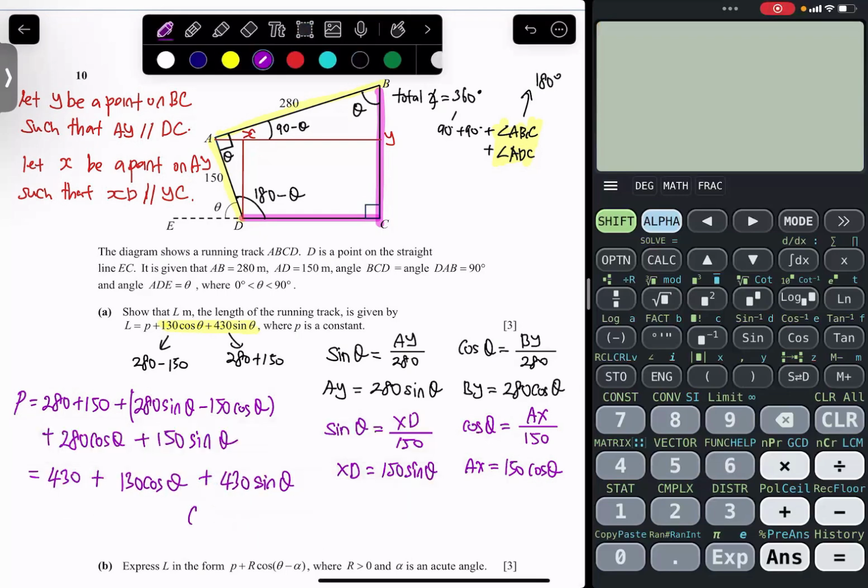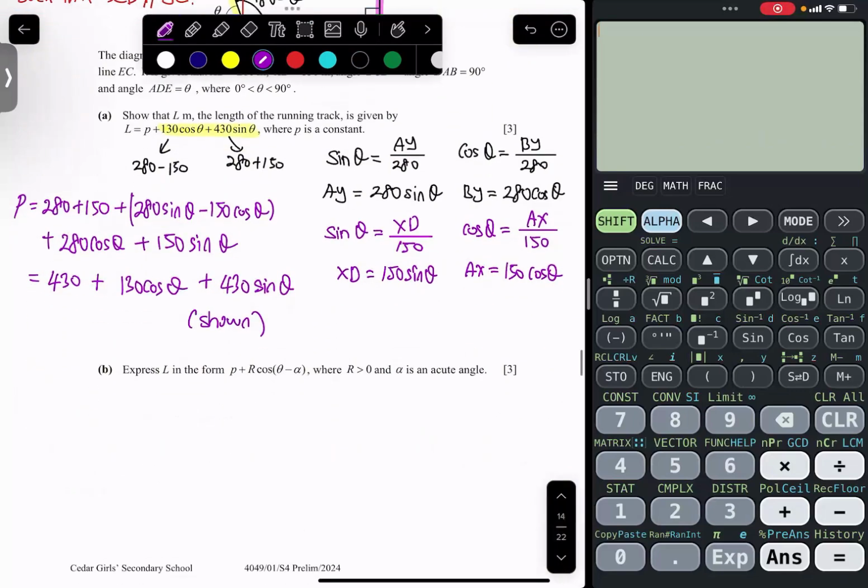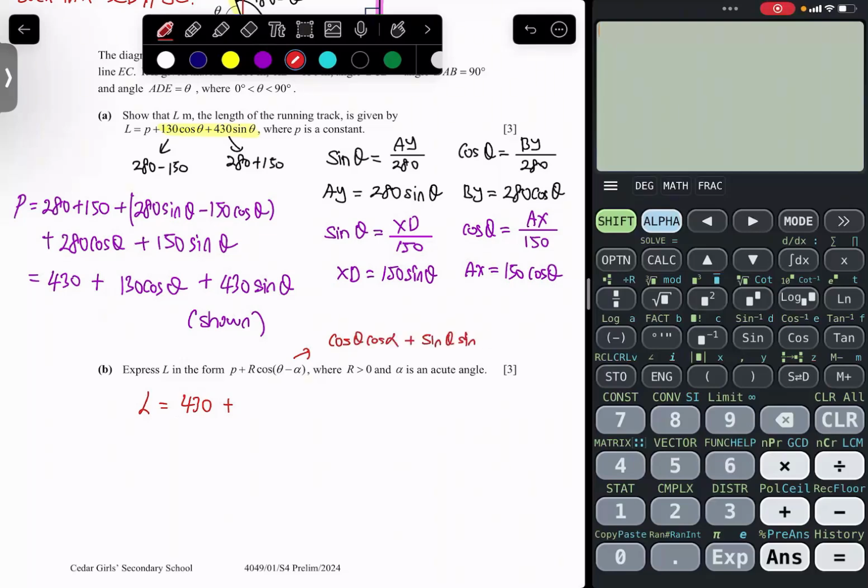Express L in the form of P plus R cos theta minus alpha, where R is greater than 0 and alpha is an acute angle. So L equals 430 plus, okay, our formula cos theta minus alpha is cos theta cos alpha plus sine theta sine alpha. So that means 430 plus square root of 430 squared plus 130 squared, bracket cosine theta minus tan inverse of 430 over 130. Okay, so do it in one step.